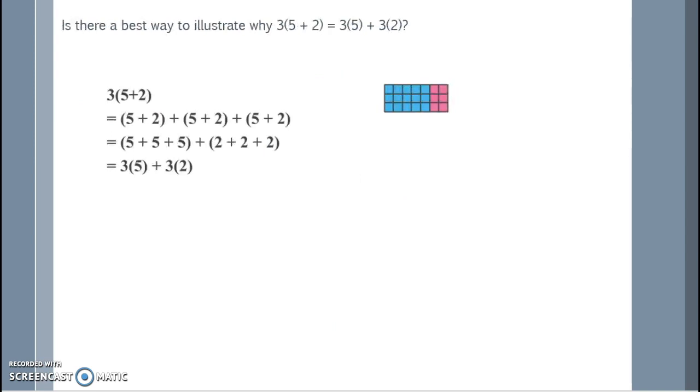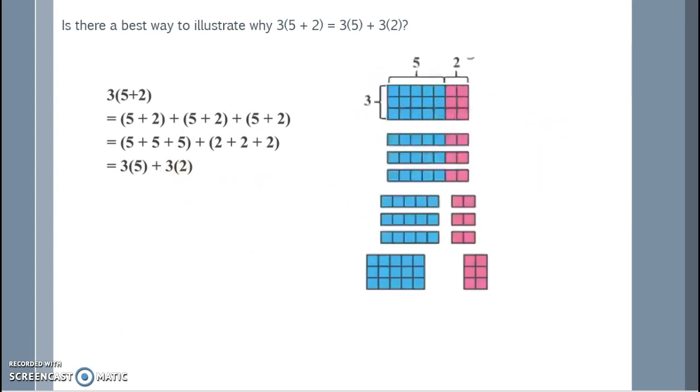Is there a best way to illustrate why 3 times 5 plus 2 is equal to 3 times 5 plus 3 times 2? Well, on the left-hand side, looks like this particular student just wrote 5 plus 2 3 times. And then they rearranged them to be 5 plus 5 plus 5 plus 2 plus 2 plus 2, which is the same as 3 copies of 5 plus 3 copies of 2. Whereas this student did 3 by 5 plus 2 and broke it down. We have 3 copies. We can keep on breaking them individually, so we have 15 plus 6.